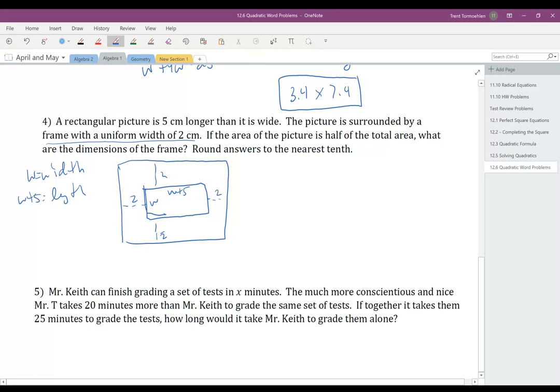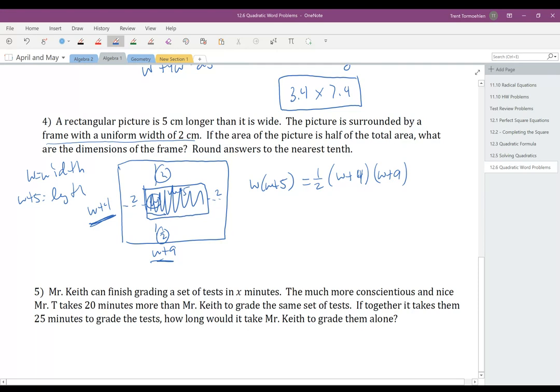So that means that this side would be W plus 4. 2 plus W plus 2 gives you W plus 4. And this would be W plus 9, because 2 plus W plus 5 plus 2 gives you W plus 9. It says if the area of the picture, so the area of the picture is W times W plus 5, this is the picture, is half the total area, where the total area is W plus 4 times W plus 9. That's the area of the frame and the picture together, the total area.